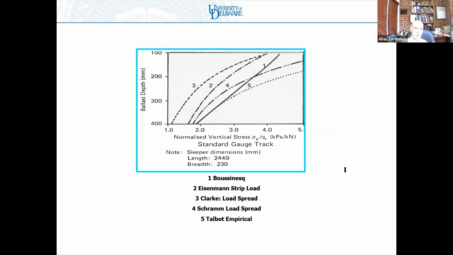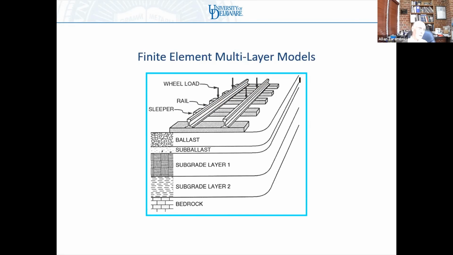And again, you can see there's some sort of variation between the various models. 5 is the Talbot equation. 4 is the Schramm equation. 1 is the Boussinesq equation. So this is a load spread. This is a Boussinesq. This is Talbot. You can see of these models, Talbot's actually the most conservative. Gives you the highest stress value.